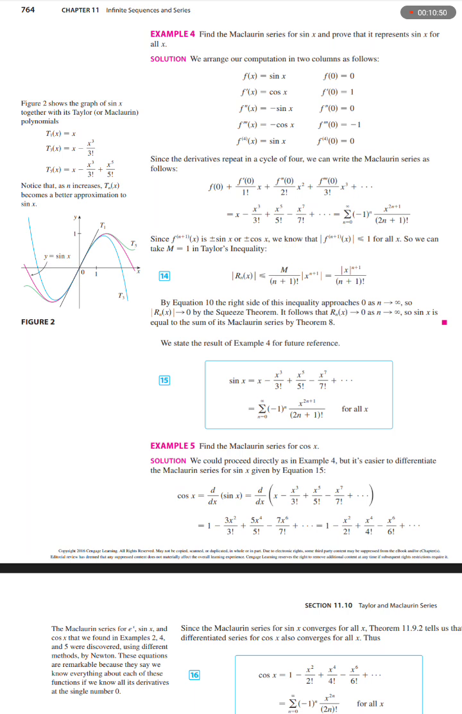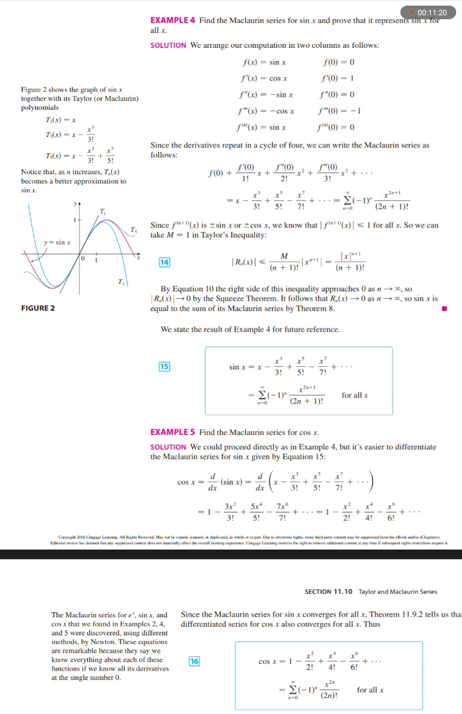Equation 15. Sine x equals x minus x cubed over 3 factorial plus x to the 5th power over 5 factorial minus x to the 7th power over 7 factorial plus ellipsis, equals the sum from n equals 0 to infinity of negative 1 to the power n times x to the power 2n plus 1 over 2n plus 1 factorial, for all x.